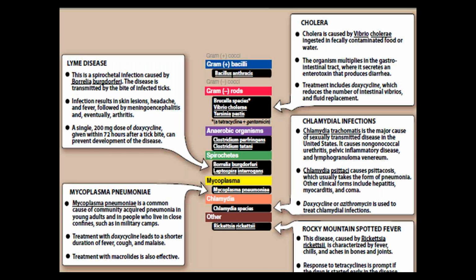Okay, coming to the anaerobic organisms, Clostridium infections, Clostridium tetani. Even for tetani, one dose of doxycycline will be very good. Spirochetes like Borrelia and Leptospira: Lyme disease with Borrelia, and leptospirosis with Leptospira interrogans. Here the infection will show skin lesions, headache, fever followed by meningoencephalitis, and eventually arthritis will take place with Lyme disease. And a single 200 milligram dose of doxycycline within 72 hours of a tick bite can prevent the development of this disease. Prophylaxis also is very good for the spirochetes.